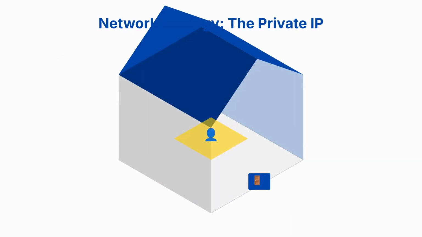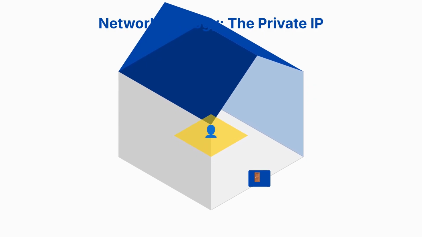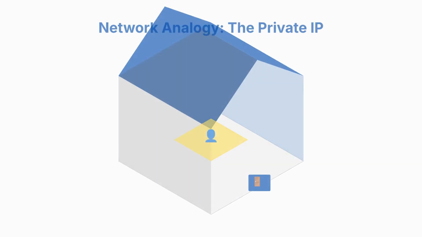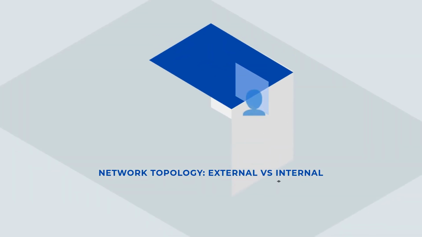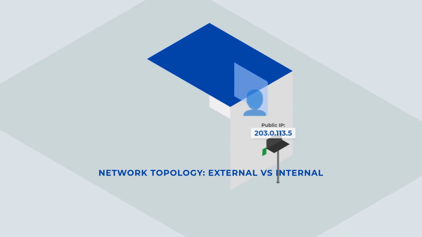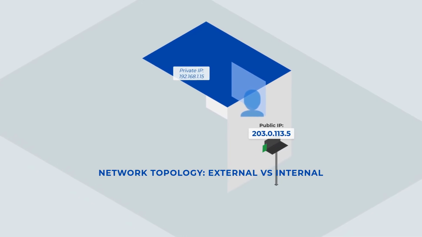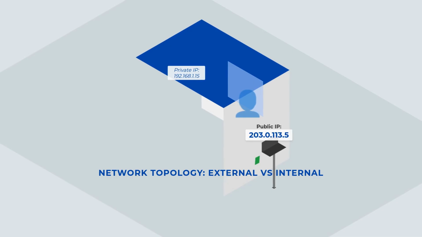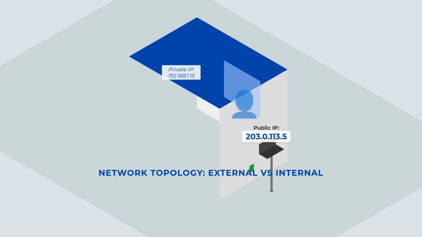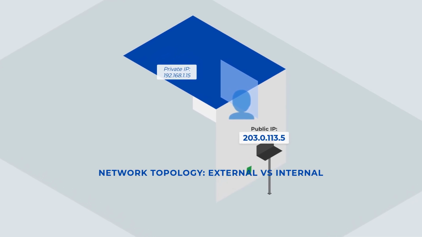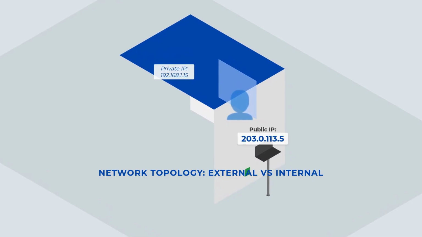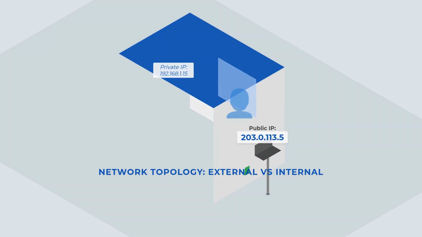Think of it like this. Your device is a person inside a house. Private IP is your room number, router is your house gate, public IP is your house address. When you send something outside, inside, the room number is used. Outside, the house address is used. The outside world only knows your house address, the public IP, not your room.